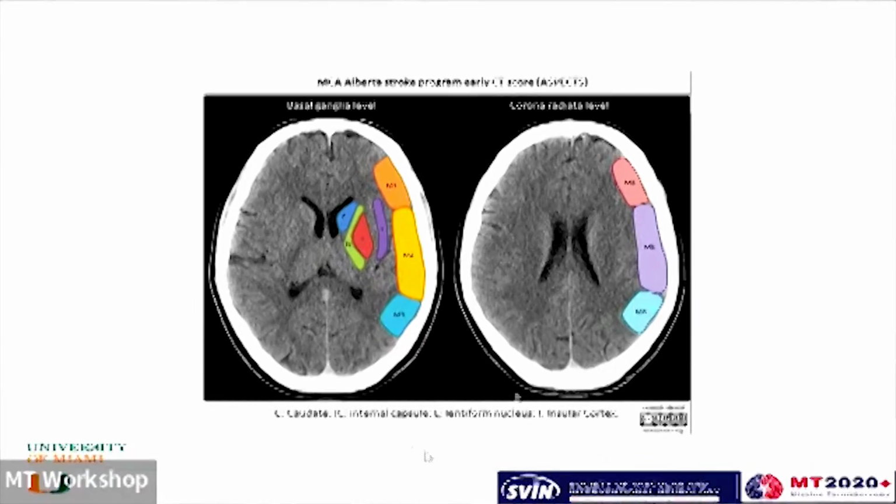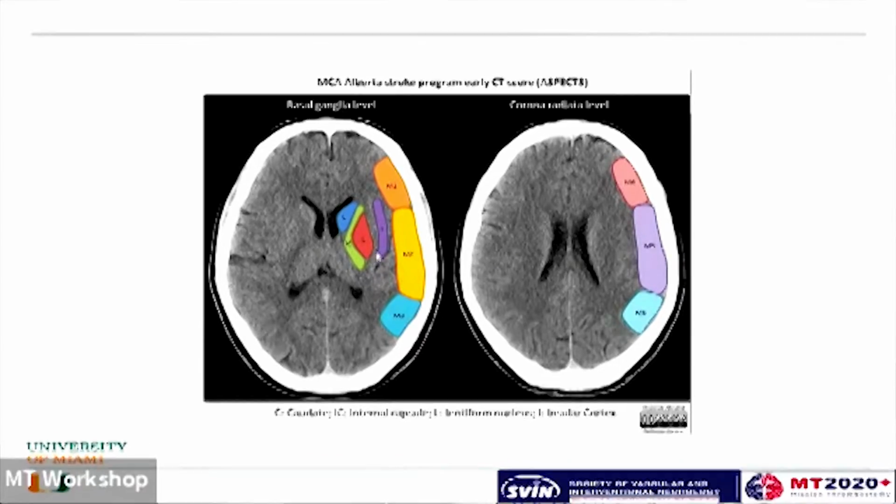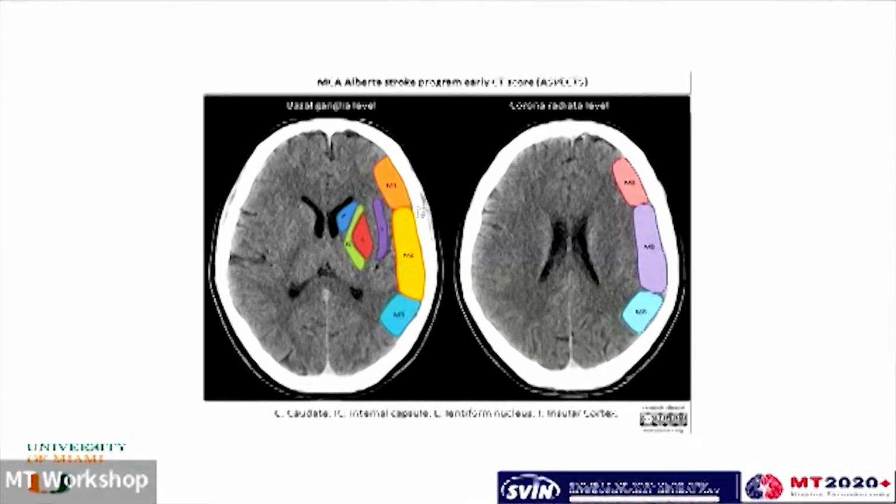And you're looking in these 10 areas. So the M1 division area, M2, M3. You're looking for the lentiform nucleus, internal capsule, head of caudate. You want to see good gray-white differentiation here. Or the insular ribbon. You want to see good gray-white differentiation here. At the level of the corona radiata, you're looking at the M4, M5, M6. If all these levels look normal, this patient is given an aspect score of 10.